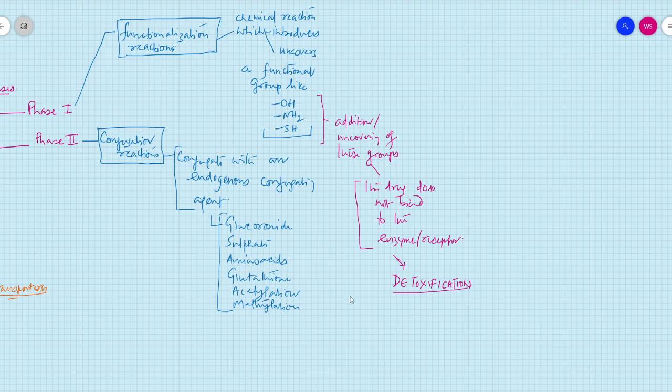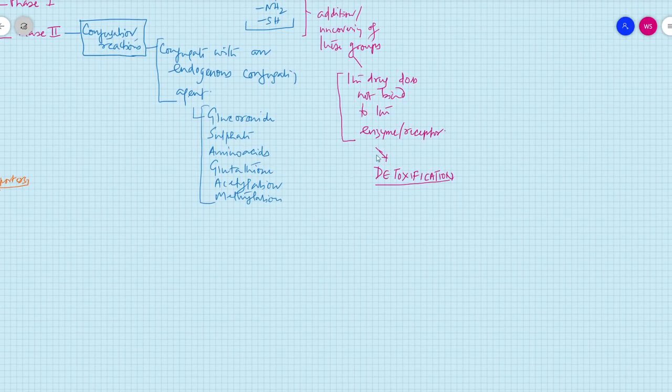But later on it was understood that metabolism may result in active metabolites. So not only detoxification but also sometimes even activation can happen. This process of formation of an active metabolite is called bioactivation. So drug metabolism can result in either detoxification or bioactivation. This is an important thing to remember.